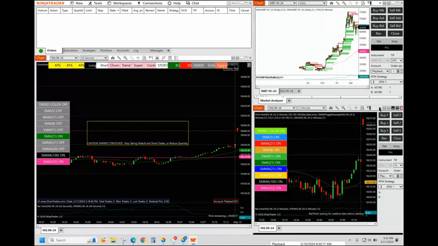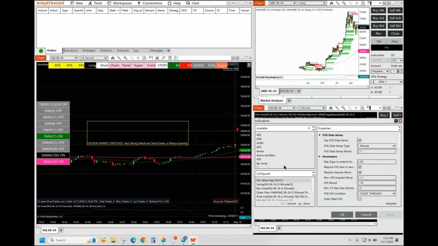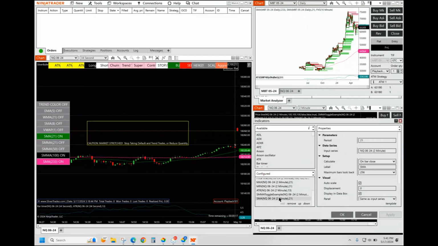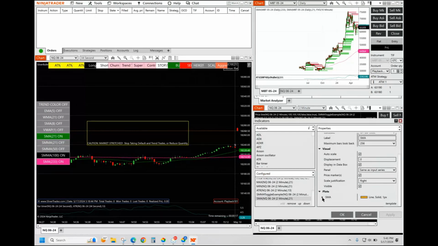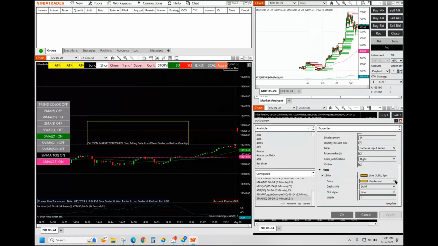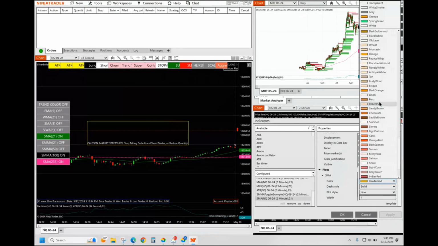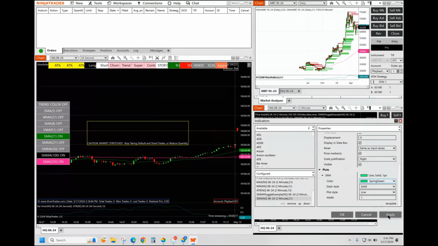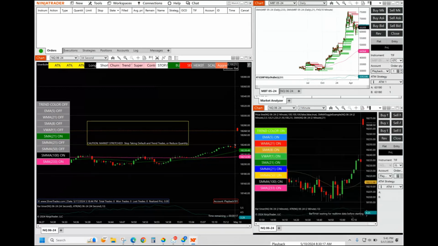You can go there again, click there, and go to the 21 SMA line and click here, scroll down, and it's currently yellow. You will change it to, say, green. And apply again, and it's okay. Similarly, you'll include 233 SMA also. So let me add 233 SMA. Here I have buttons for that, but you can load it.